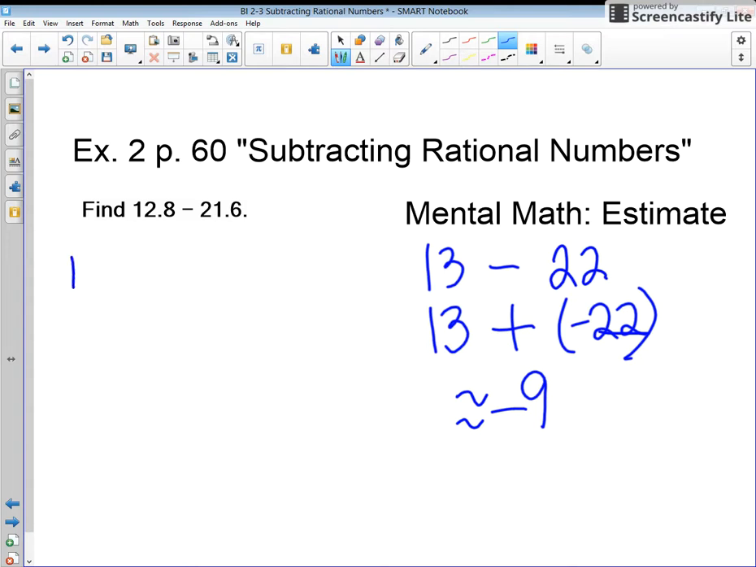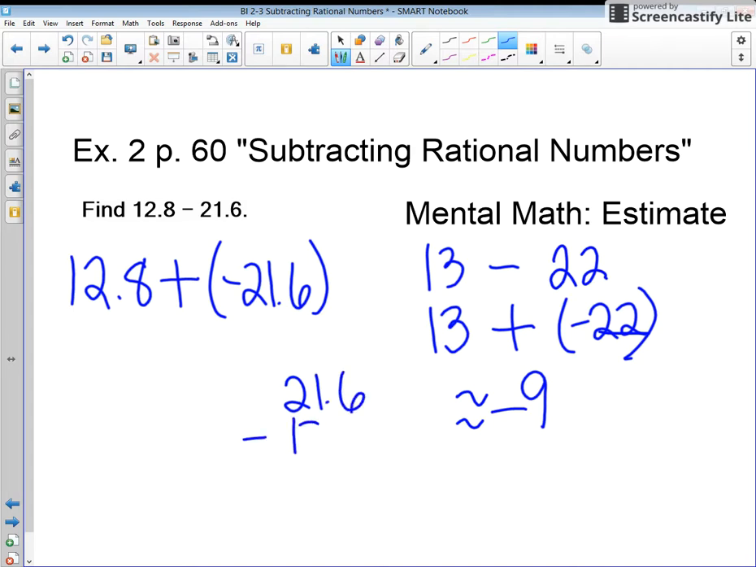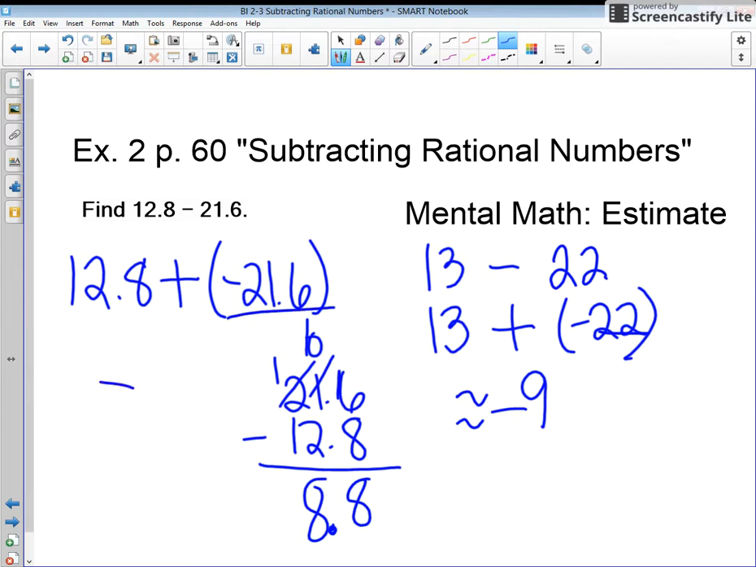Now let's check. 12.8 plus the opposite of 21.6, which is negative 21.6. They have different signs, so I'm going to subtract. I line it up vertically. Then I'll keep the sign of the bigger number. Regroup here. 16 take away 8 is 8. Bring down the decimal. I cannot do 2 take away 2 after regrouping, so regroup again. 10 take away 2 is 8. And that's 0. Keep the sign of the bigger number, so 21 is the larger absolute value. Our answer is negative 8.8, which is very close to negative 9, what we estimated. You can also check this on a number line using tenths.